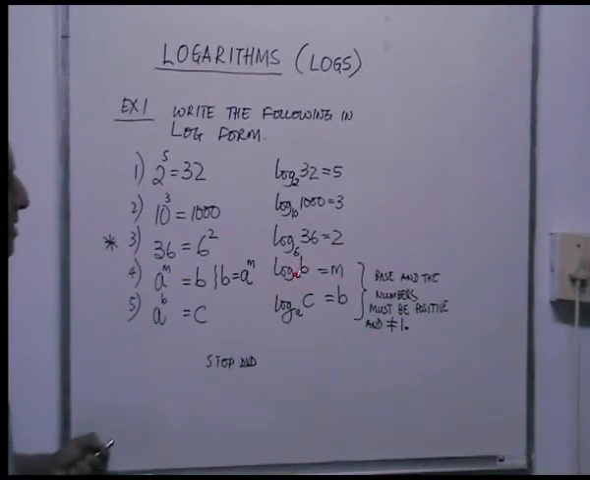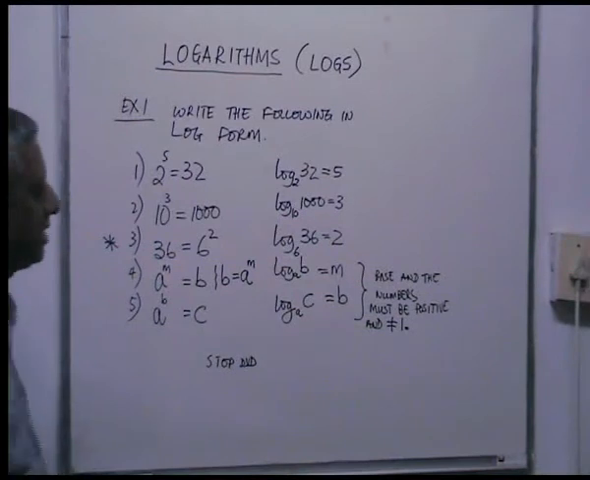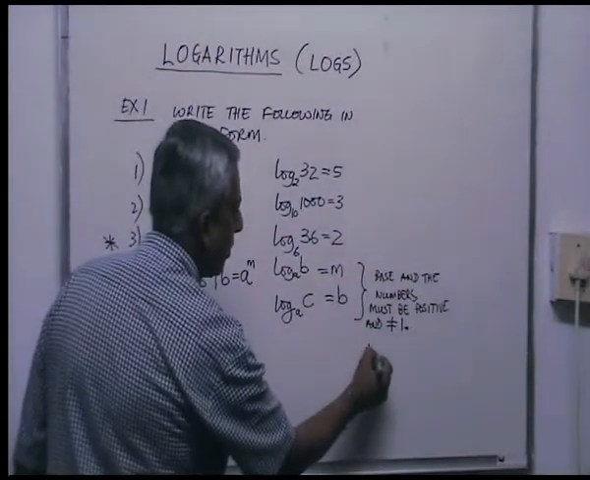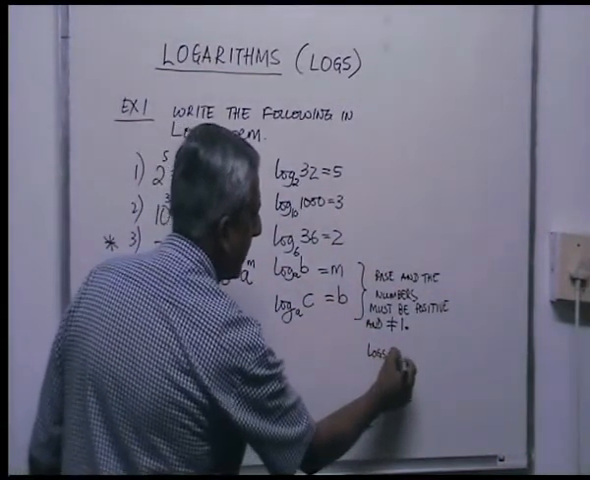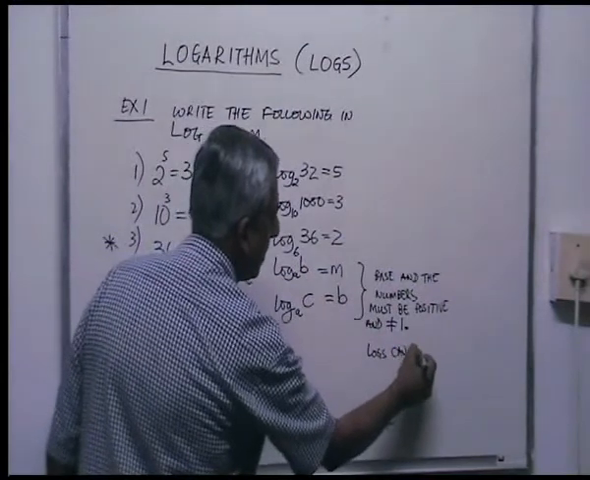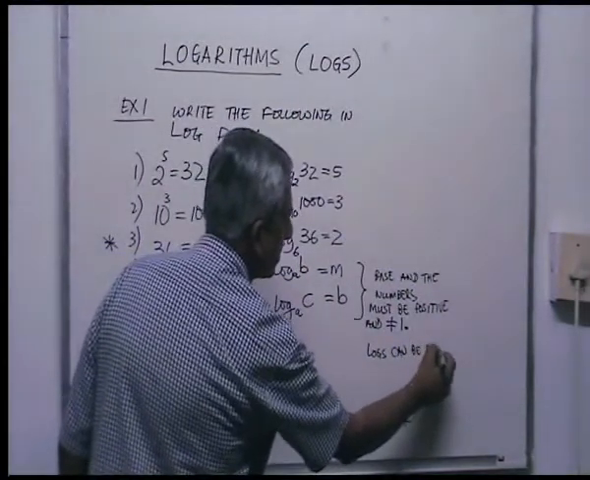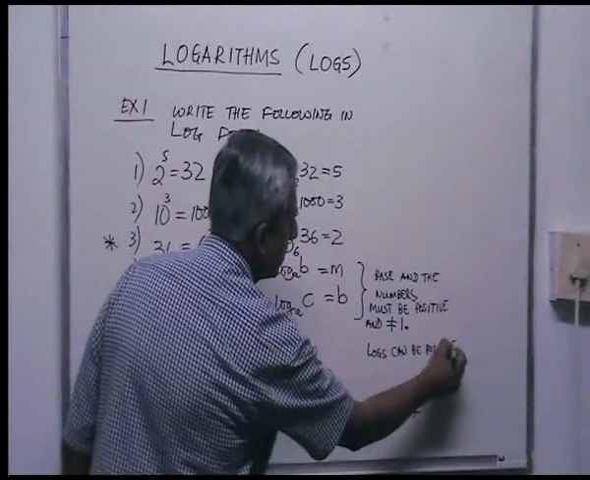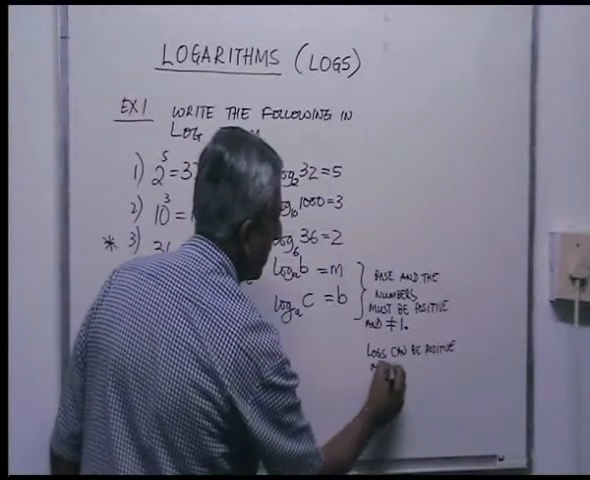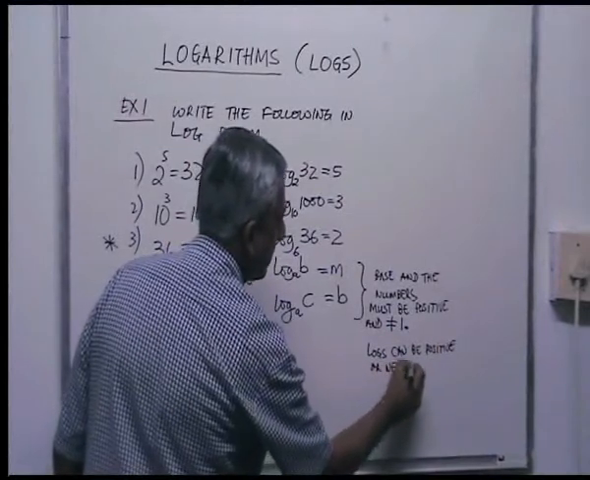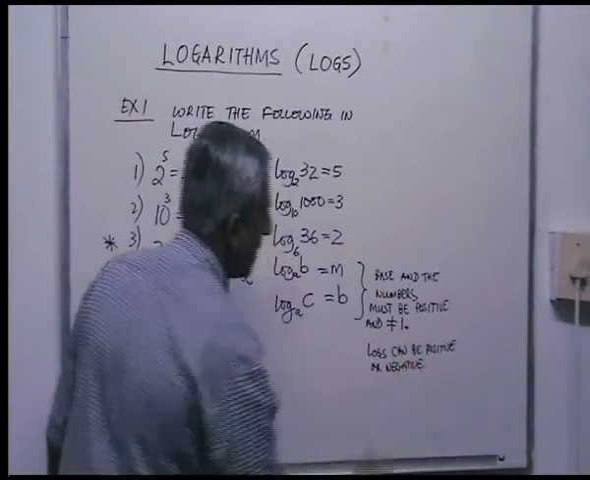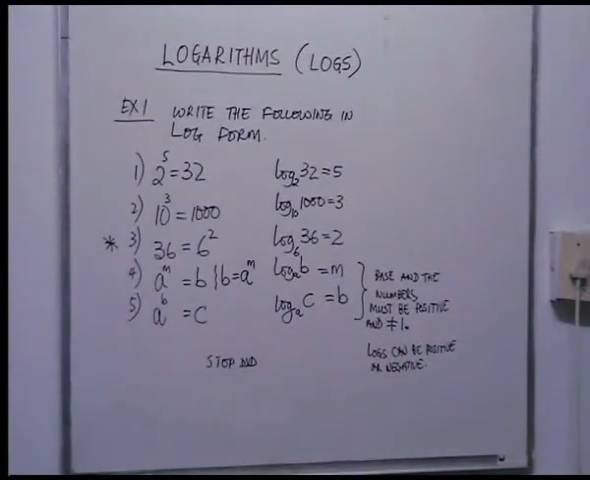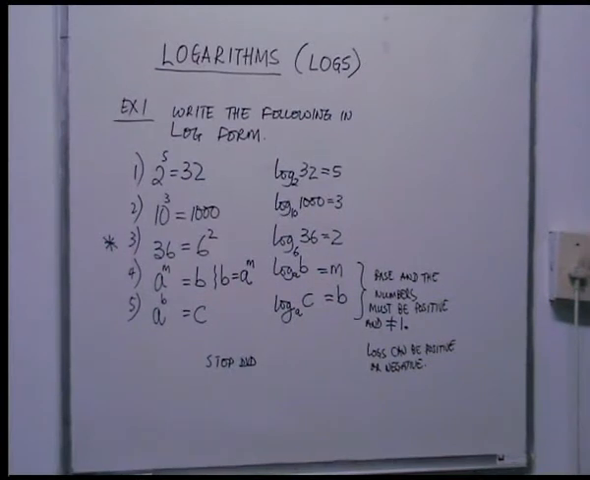So when dealing with letters, that is a restriction. The indices can be anything, or the logs can be positive or negative. The logs themselves can be positive or negative, right? We'll do a few examples just now to show you how it works. All right, so let's move on.